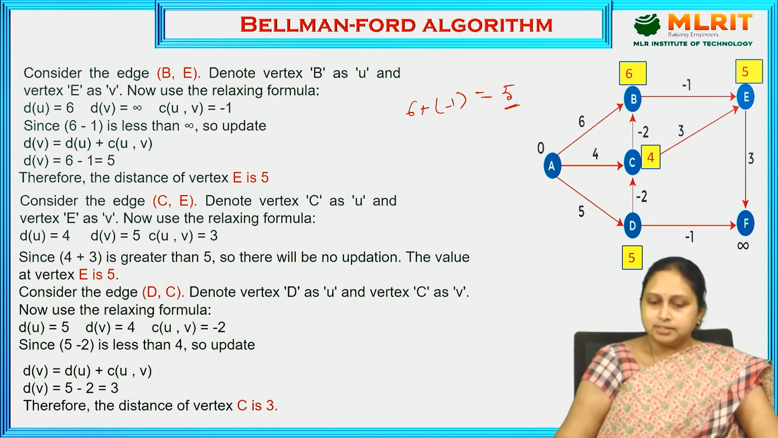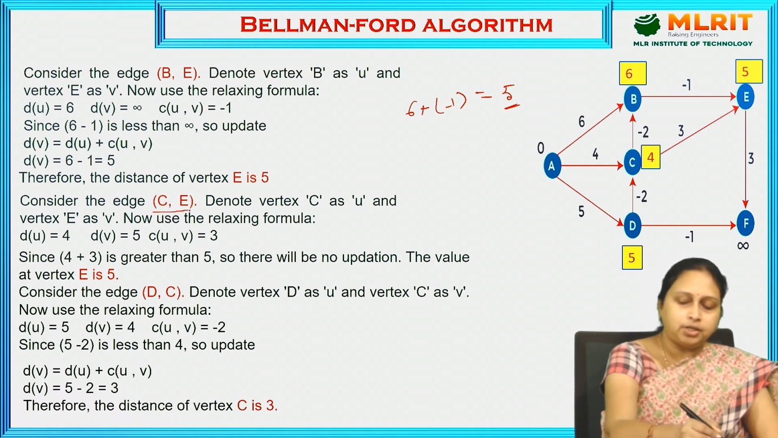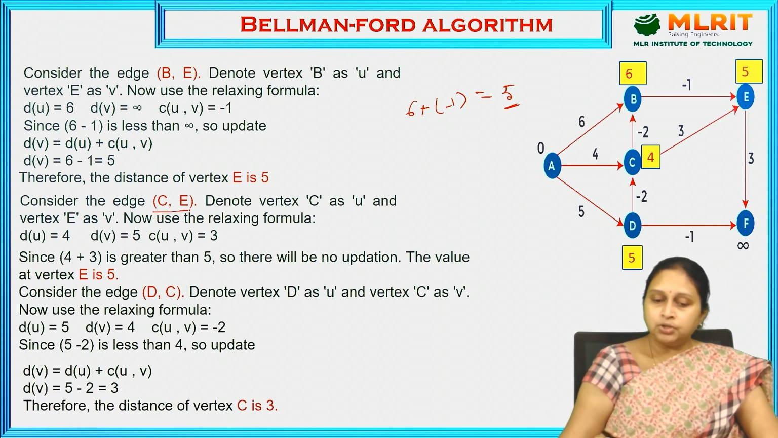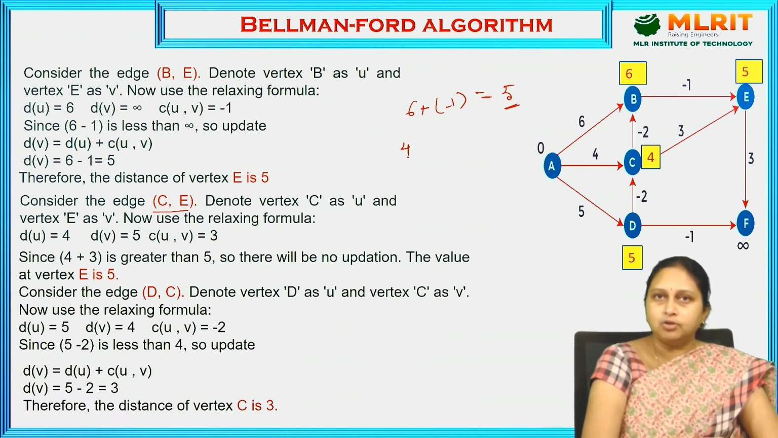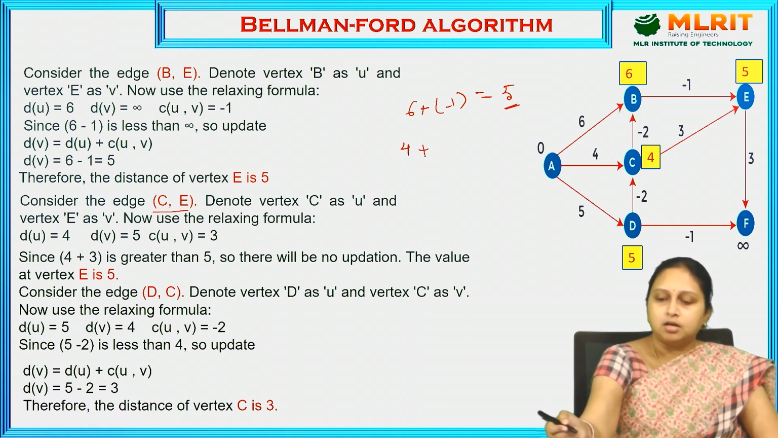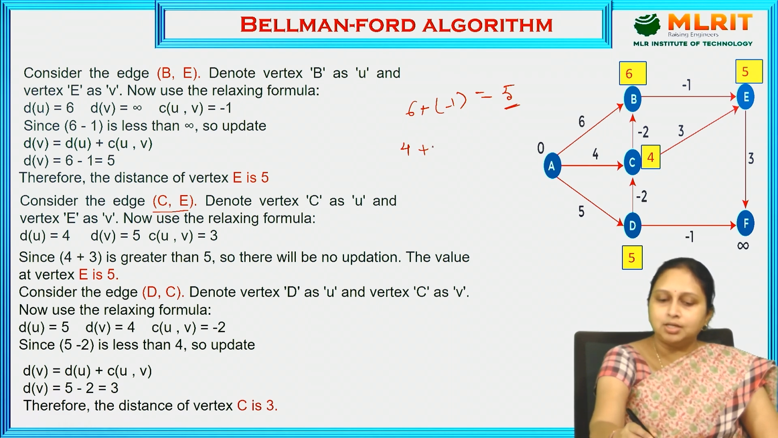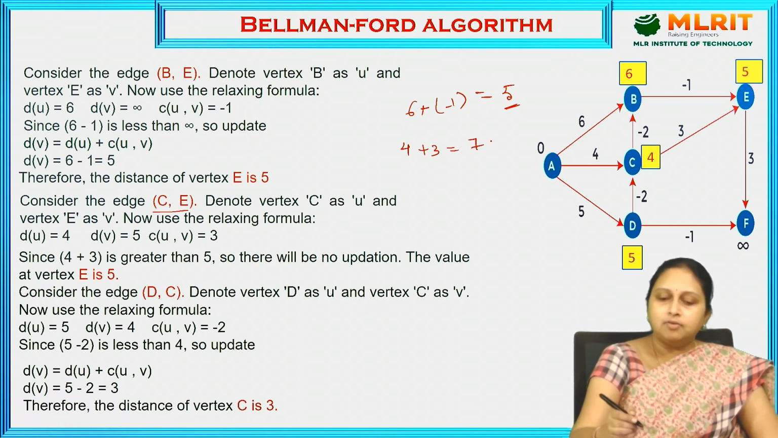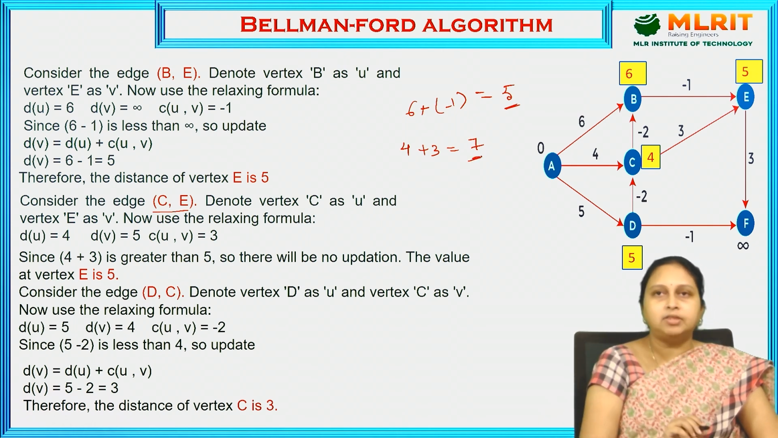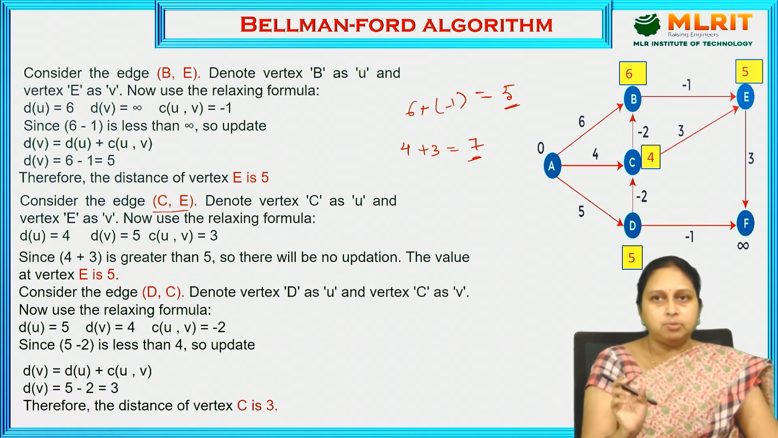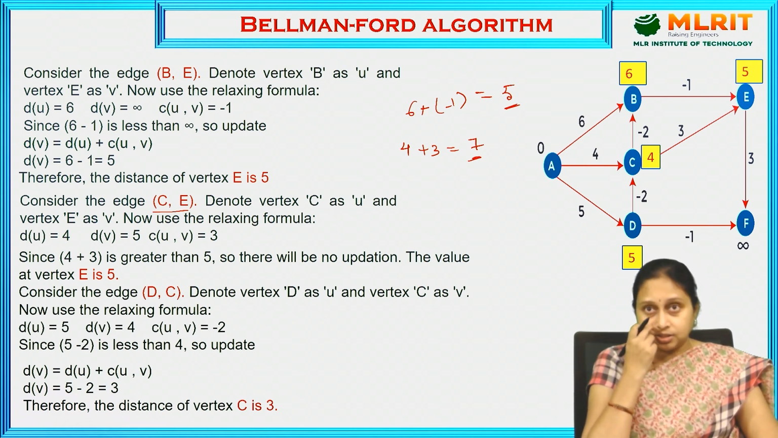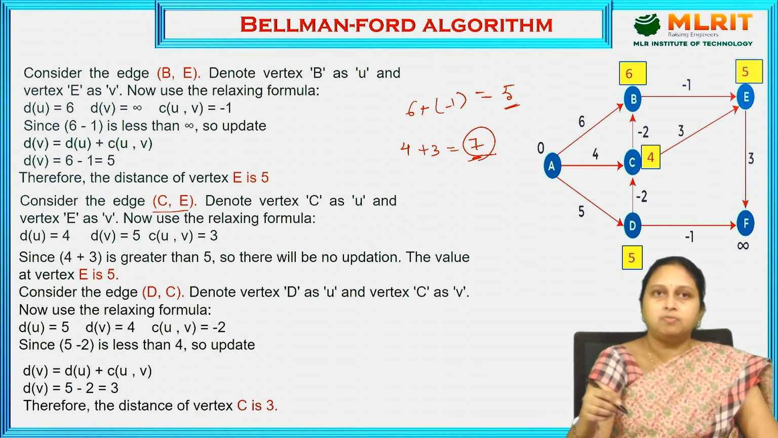Okay. Next, the next edge is C to E. For C to E, the value of vertex C is 4, plus the cost of C to E, which is 3. That is nothing but 7. But you can see that although this is 7, we already have the minimum value 5. That's why we are not replacing it with 7. We are going to take only the minimum value, so we place 5 as it is. Minimum value is 5 only.